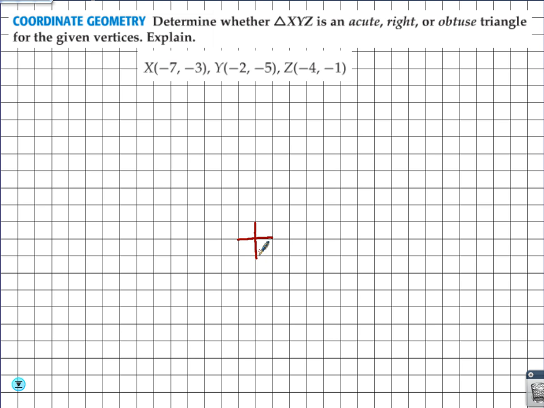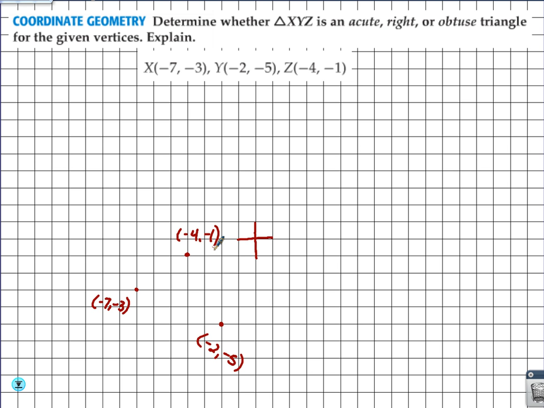You're given the points (-7, -3), (-2, -5), and (-4, -1). Now, could you just graph these and look and see what you think is true?